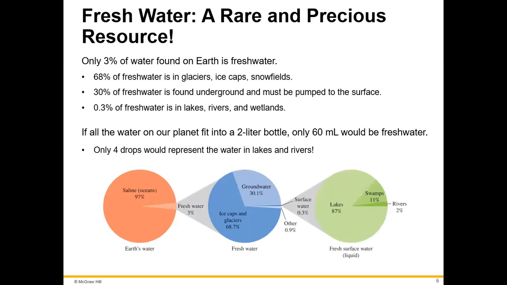So fresh water is a rare and precious resource, and only 3% of the water on our earth is fresh. And so that's a small amount. Right? If you look at this pie chart here, saline, that means salty, in the oceans, it's 97%. And the freshwater accounts for only 3%. And if you take that out of the freshwater, how much of that is in ice and glaciers, and how much of that is in groundwater, and how much of that is in surface water? It's 0.3%. And most of that is in lakes, and the remainder is in swamps and rivers. So just something to put it all into perspective.